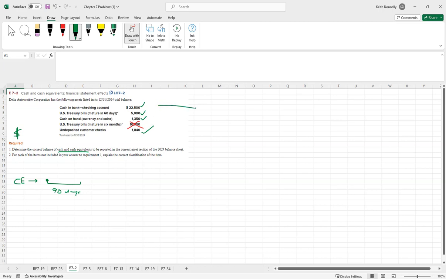1840. When you run the numbers on all the check marks, it's going to end up being $30,690. That's our cash and our cash equivalents. This guy right here is not cash, but what we would do with it is list it out as a current asset within our investment section on the balance sheet.